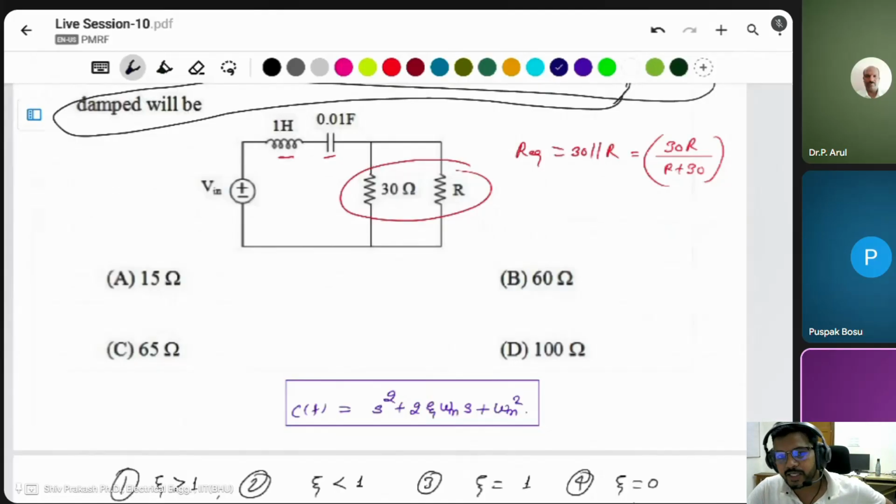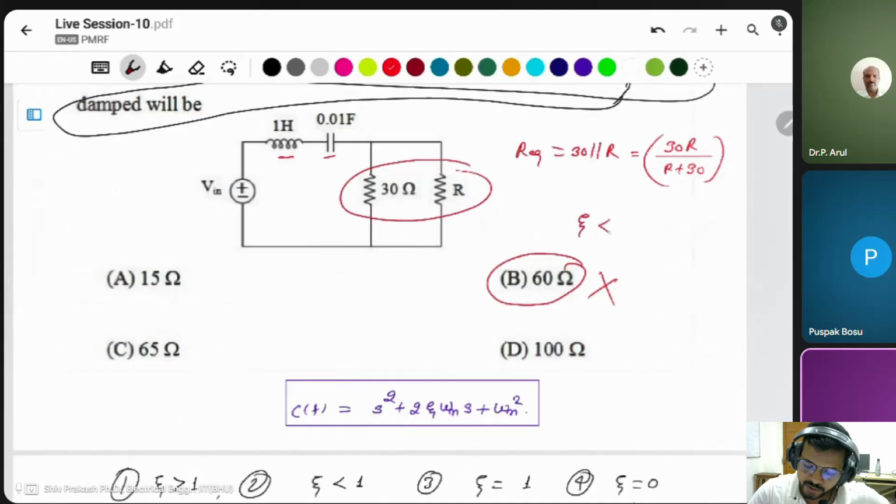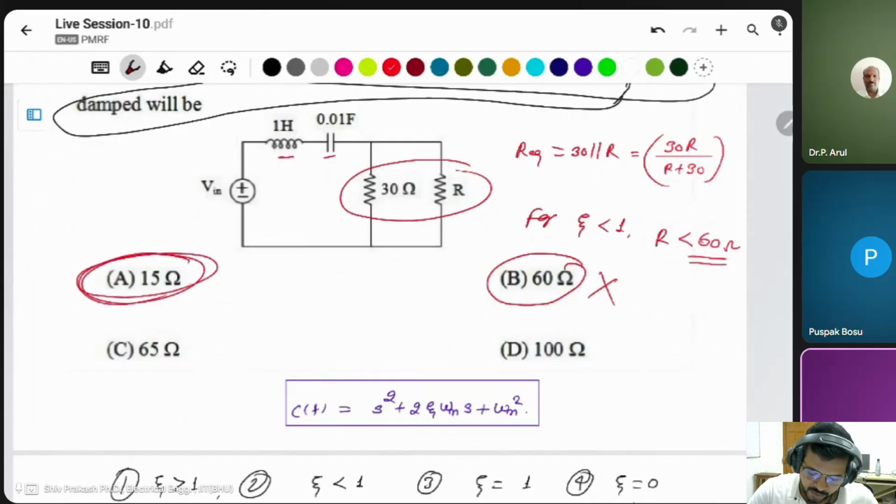60 ohm is there in this question, but you can't select the 60 ohm resistor because of zeta. For zeta less than 1, your resistance should be less than 60 ohm, not equal to 60 ohm. Then less than 60 ohm, only one option is there, 15 ohm. We can take that, not 60. If you put 60 ohm, the system will be critically damped, not underdamped.